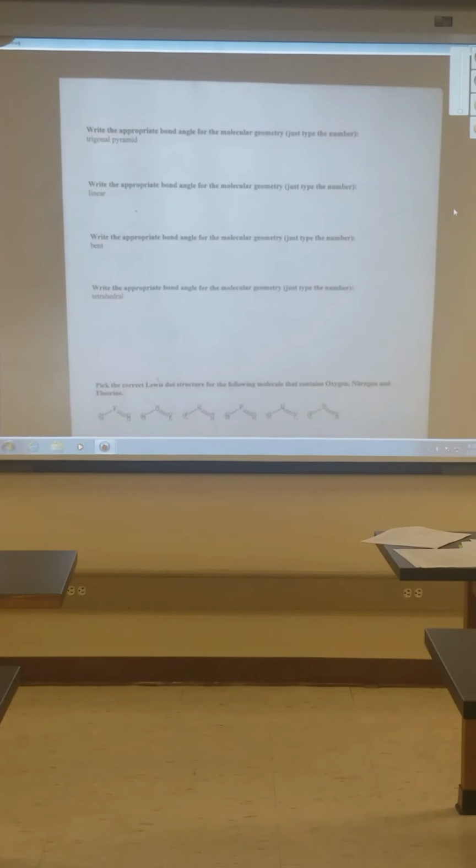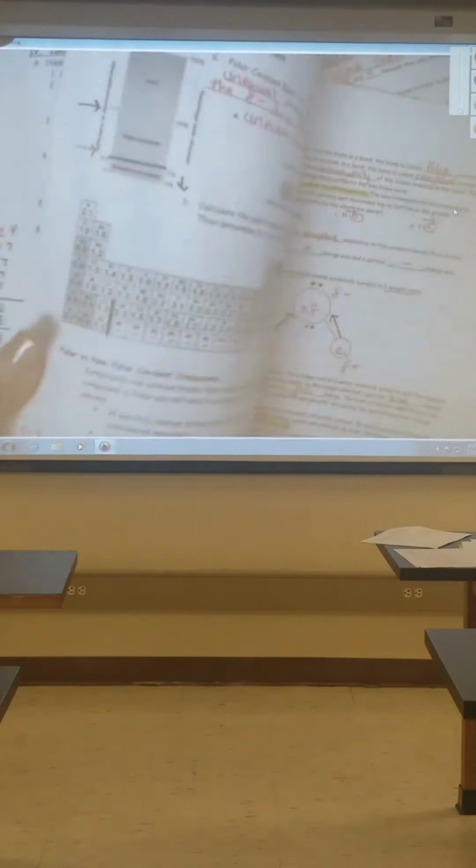Next one: write the appropriate bond angle for the molecule geometry. It says here, just type in the number. I was hoping that when I wrote that in parentheses, just type the number, it made it a little bit more simpler for you. We have it in our notes. We also have it in the little chart that we have. So I'm going to come over here to the notes.